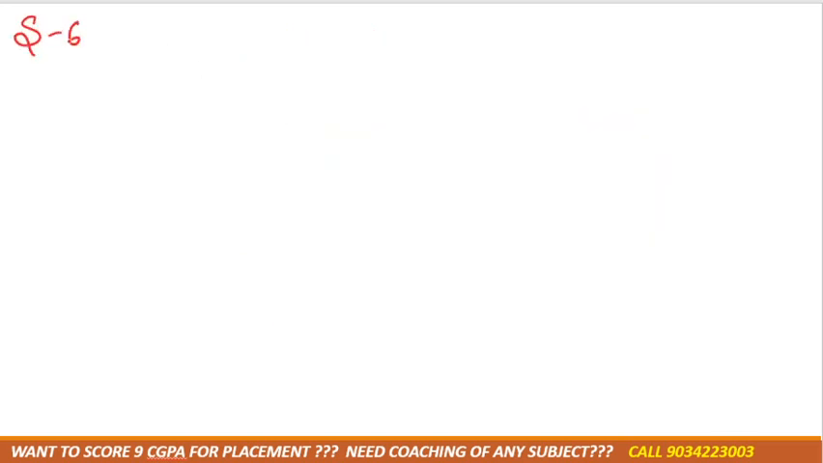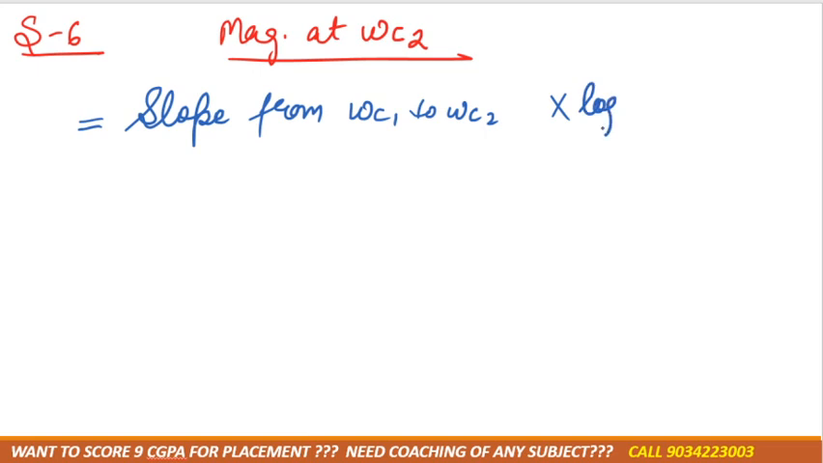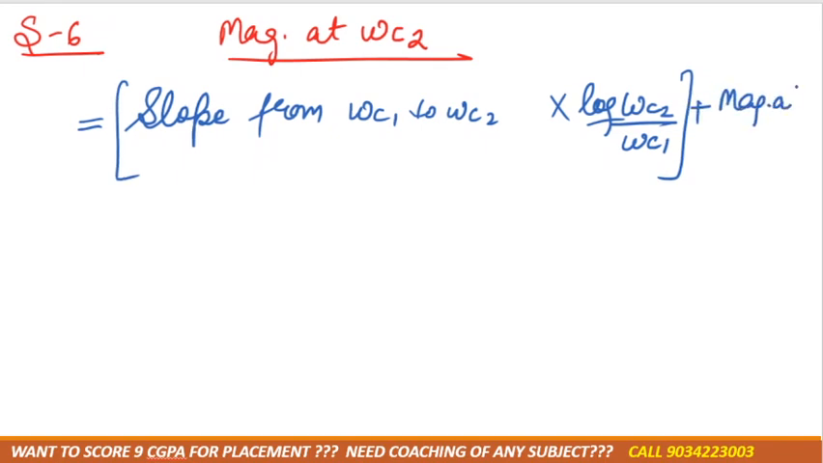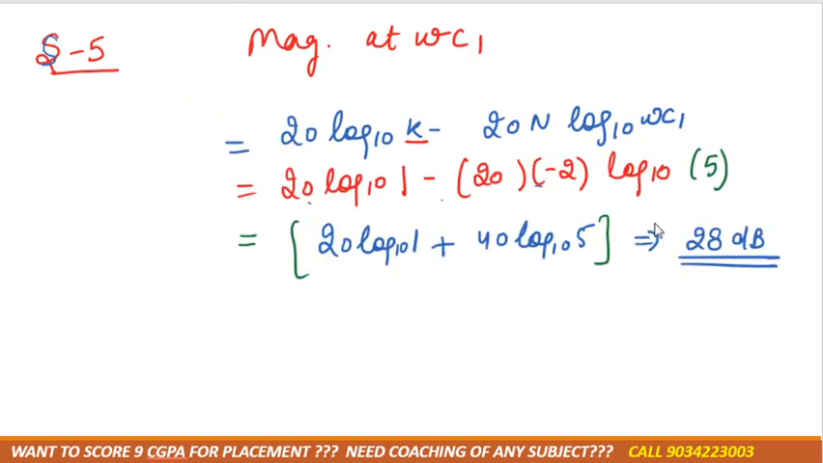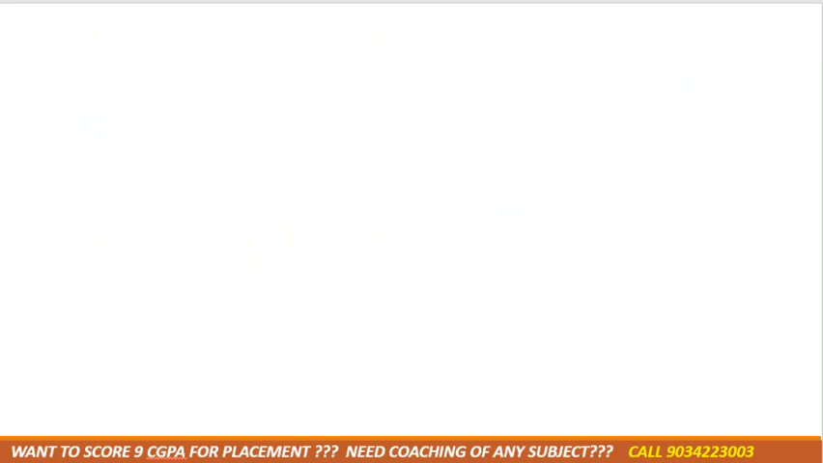Step number 6, we need to calculate the magnitude at omega C2. So for that we have the formula: slope from omega C1 to omega C2 multiplied by log of omega C2 by omega C1, plus magnitude at omega C1, right? Slope we don't know, that we'll get from the table. Remember, omega C2 is 50, omega C1 is 5, correct? Magnitude at omega C1 we got as 28 decibels, correct? Now remember, to calculate the slope we have to draw the table, then only we'll be able to do it. So now draw the table.